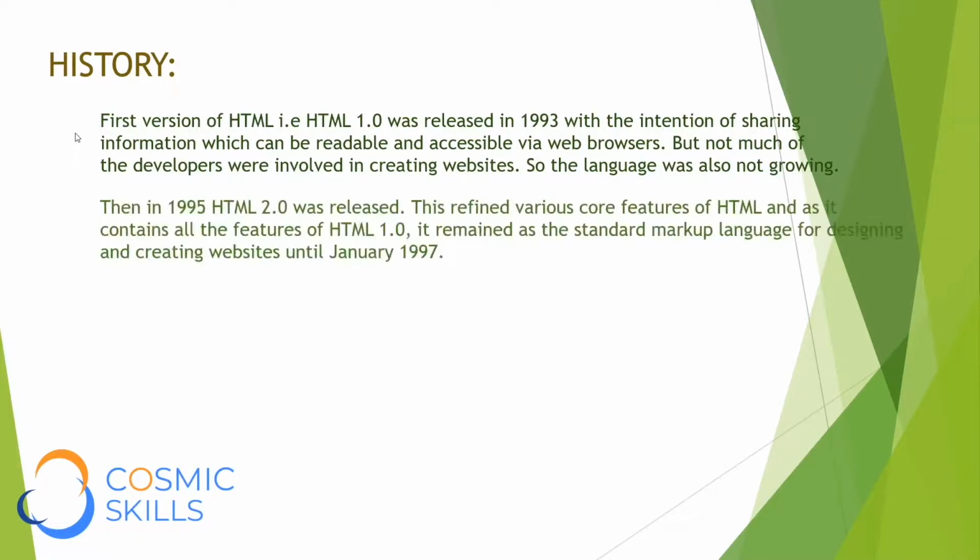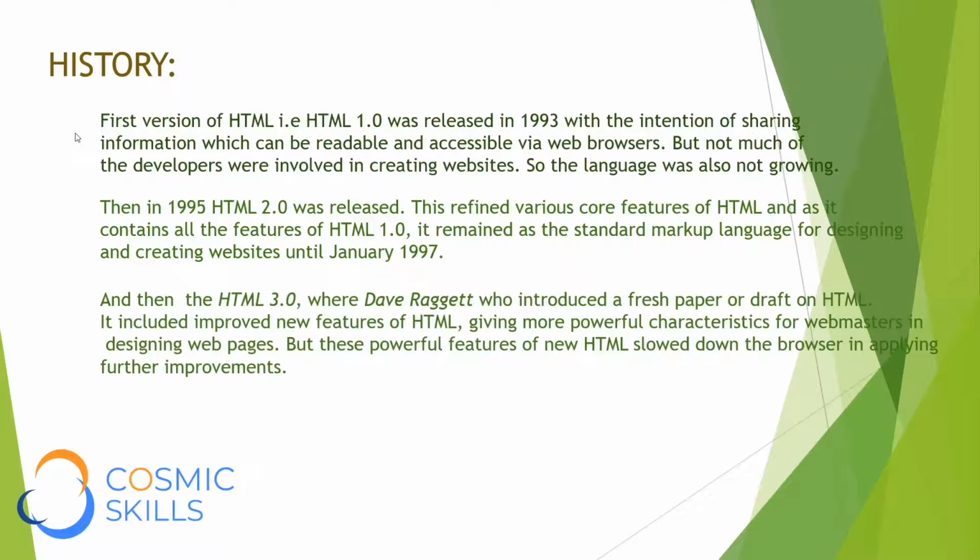And then in 1995, HTML 2.0 was released. This refined various core features of HTML, and as it contained all the features of HTML 1.0, it remained the standard markup language for designing and creating websites until 1997. So what HTML 2.0 did is, it came with new features along with the features which were in HTML 1.0. This made it easier for developers to use it and make web pages for the web browser.